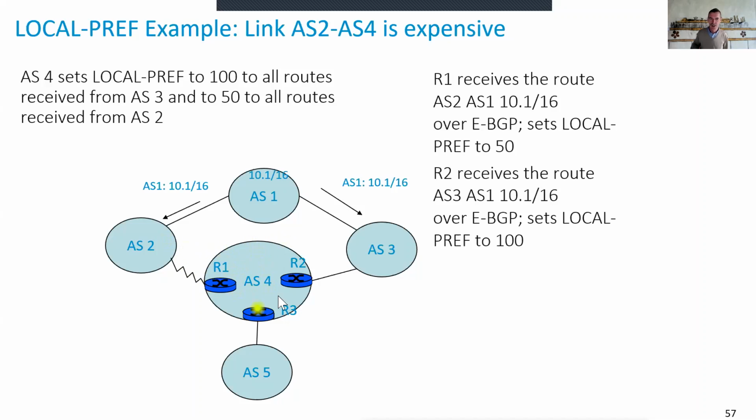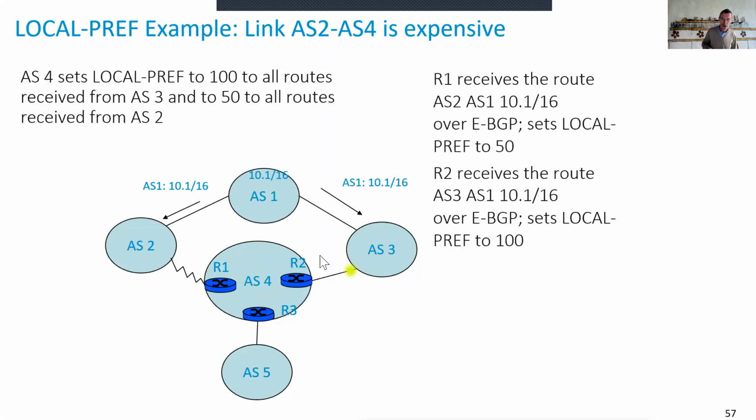But what AS4 will do, for example, at R1, it will set the local pref value to a small value, which means less priority, to the information that is received from AS2, AS1. So this field here will be tagged with a local pref of 50. The other one here, received by R2, will be tagged with a local pref of 100.